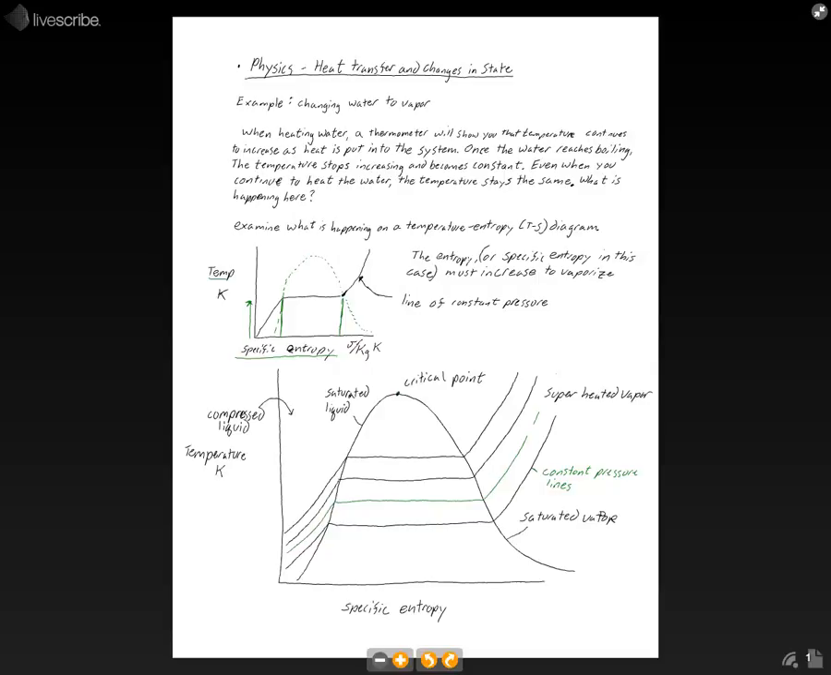And so that's basically what's happening: once you reach the boiling point, you have to continue to increase entropy in order to make a change in state.